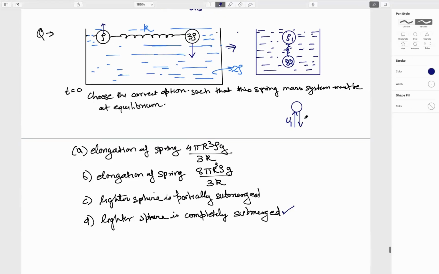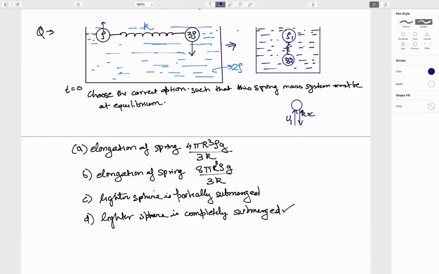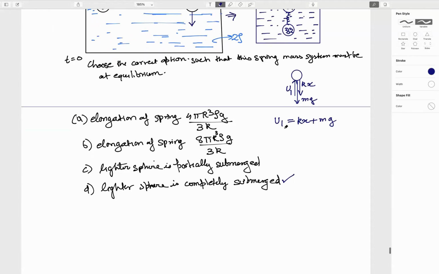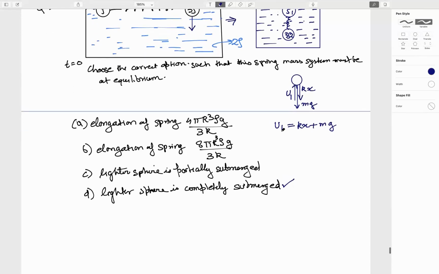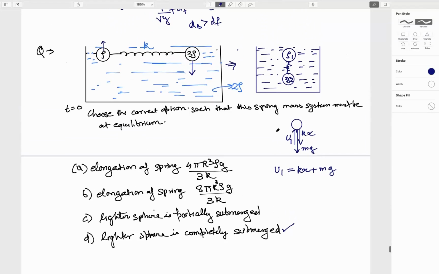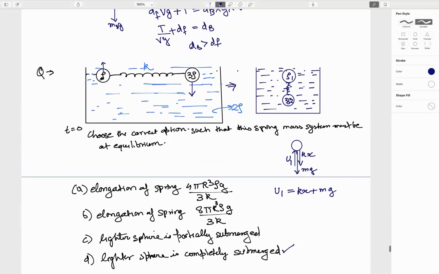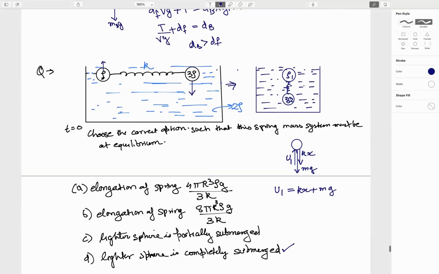So elongation is in this direction, that is Kx, and weight is this direction, that is mg. So U1, that is upthrust, is equal to Kx plus mg. We are considering that the lighter sphere is completely submerged. So if it is completely submerged and the density of the block is given, sorry, I forgot to mention that V is the volume for both the blocks.